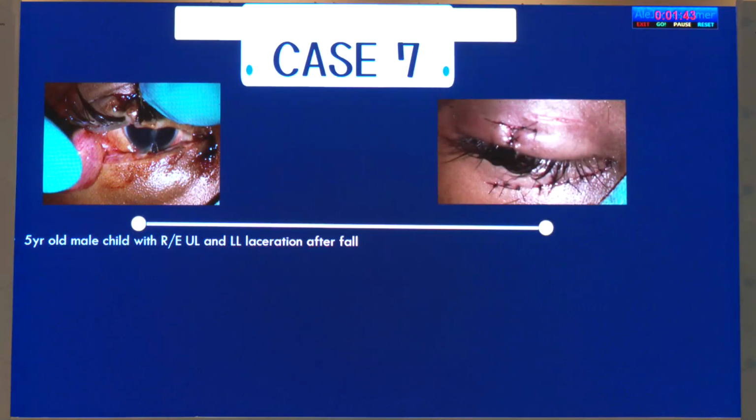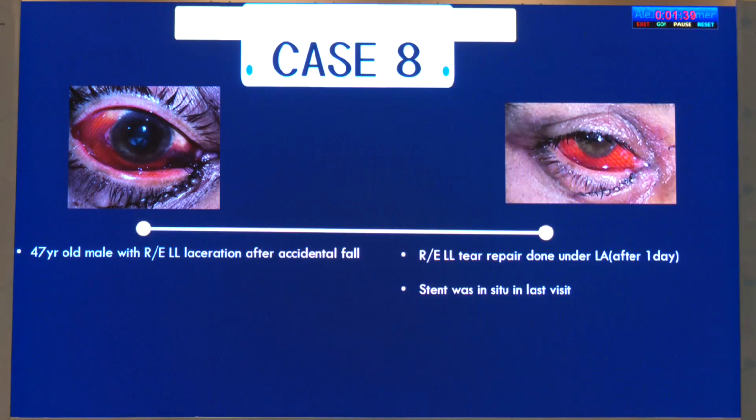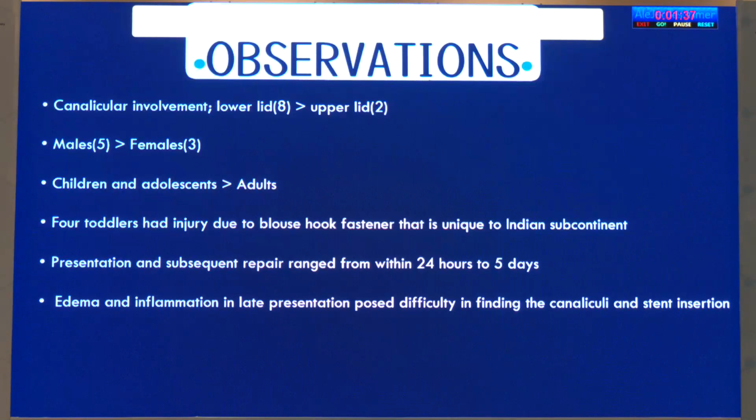Similarly, cases 7 and 8 had similar outcomes with no complaint of epiphora. We observed that canalicular involvement was more common in lower lid injury compared to upper lid injury, and was more common in males than females in our series, and children and adolescents were more affected as compared to adults. There were 4 toddlers who had injury due to blouse hook fastener that is unique to the Indian subcontinent.